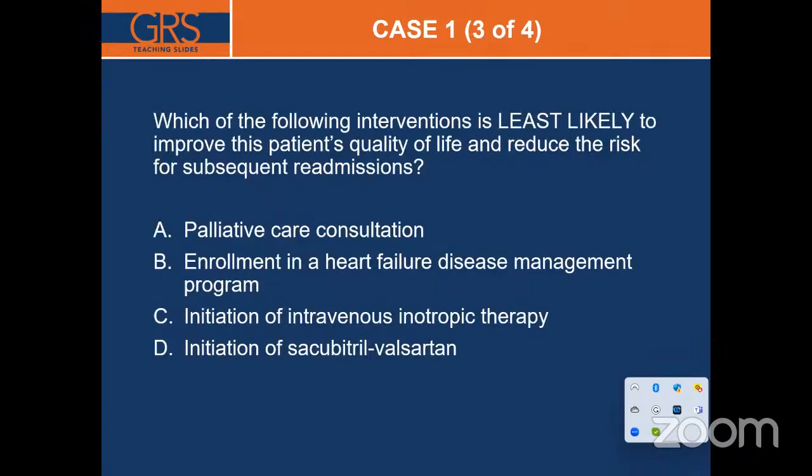Which of the following interventions is least likely to improve this patient's quality of life and reduce risk of subsequent readmission? A, palliative care consultation. B, enrollment in heart failure disease management program. C, initiation of intravenous inotropic therapy. D, initiation of sacubitril valsartan.